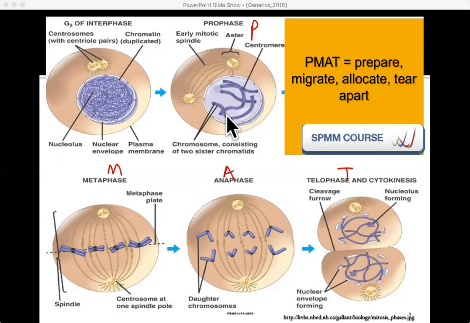And this is when synapsis, which is crossing over, also happens. The kissing and the exchange of genetic materials, the recombination, happens in prophase. Then comes the migration phase. It's called metaphase. I call it migration phase.